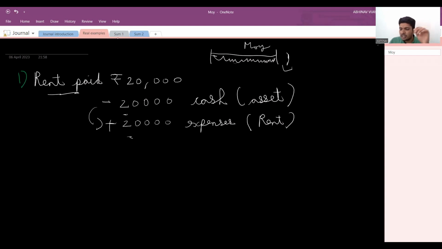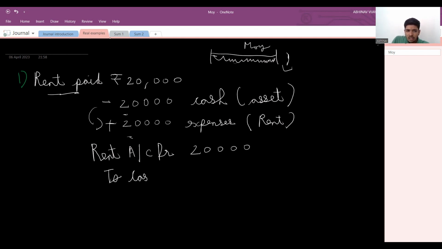Now, let's start with journal entries. I told you the rules. Now, I have to tell you the format. So, keep this in mind. Write this down. This is the first journal entry of your life. Rent account debited 20,000 to cash account 20,000.